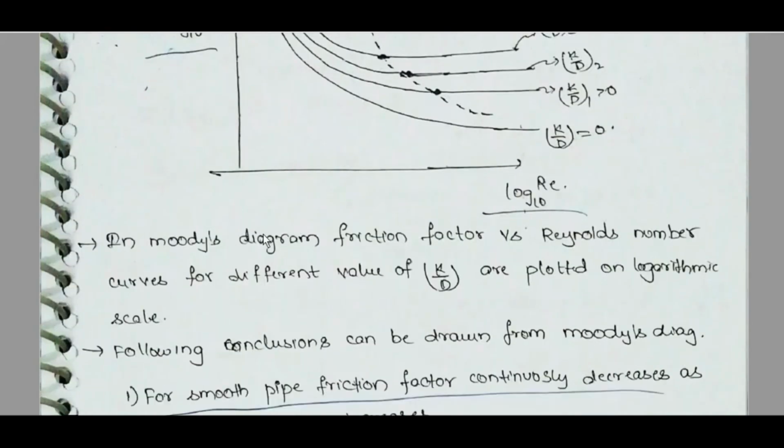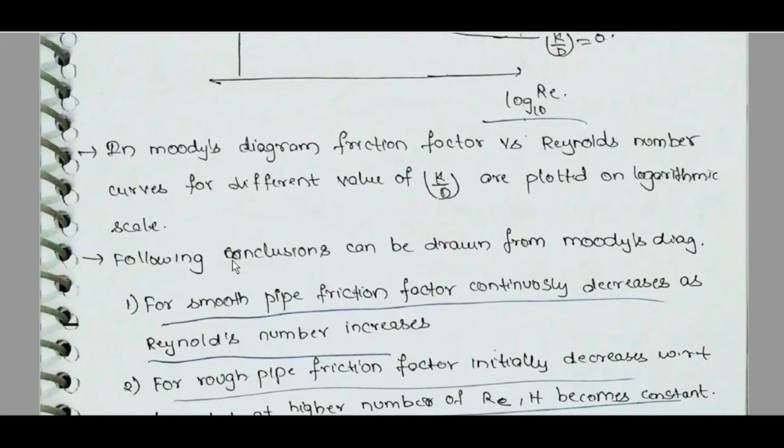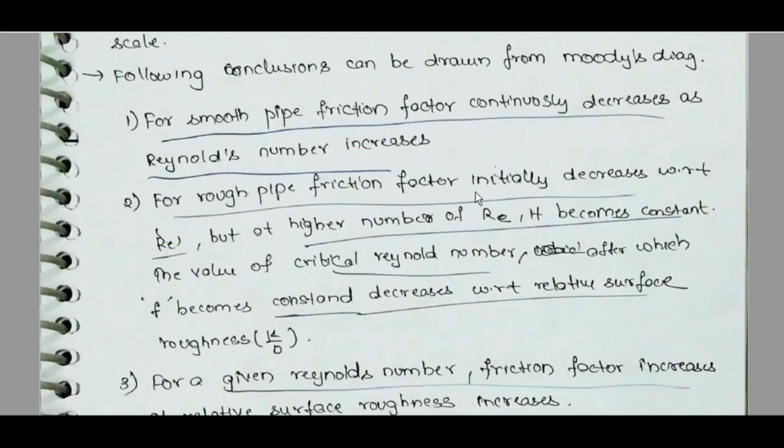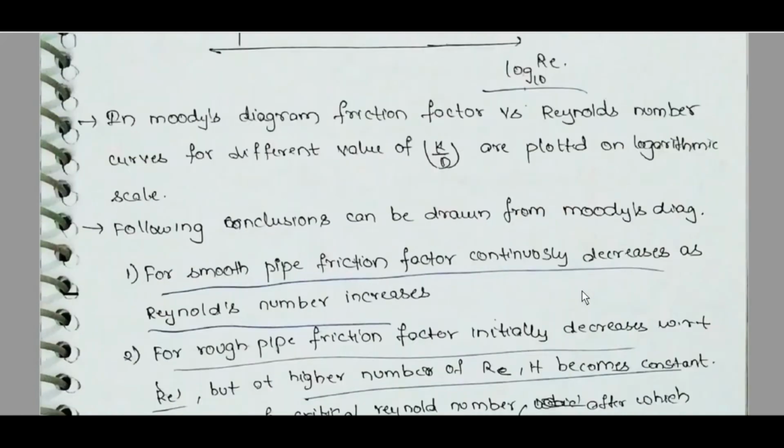In Moody's friction diagram, friction factor versus Reynolds number curves for different values of k by D are plotted on a logarithmic scale. The following conclusions are drawn from the Moody diagram. For a smooth pipe, the friction factor continuously decreases as Reynolds number increases. For a rough pipe, the friction factor initially decreases with Reynolds number, but at a higher Reynolds number it becomes constant. The critical Reynolds number after which F becomes constant decreases with relative roughness.